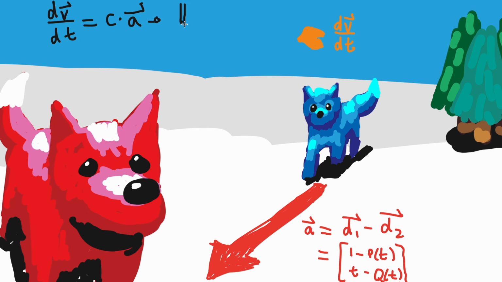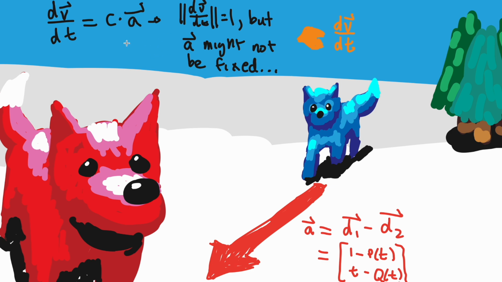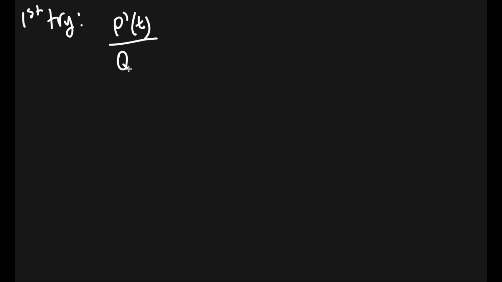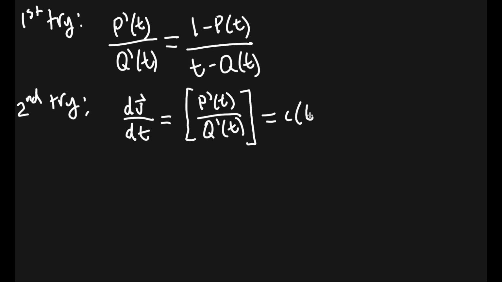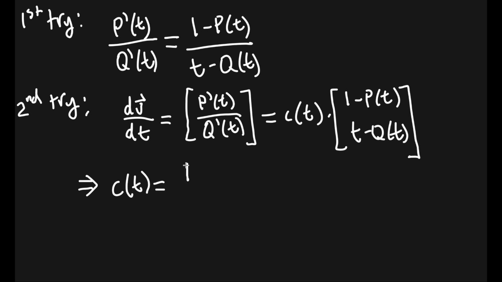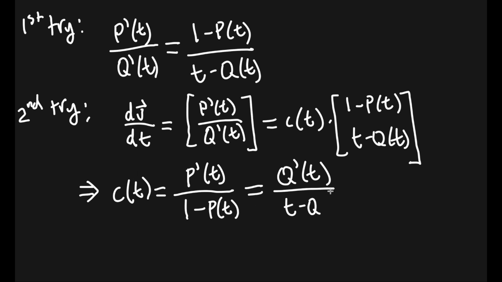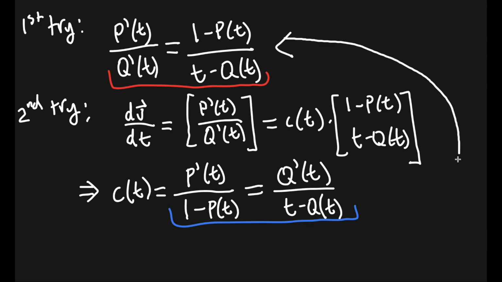As a matter of fact, this should intuitively make sense. The velocity vector always has a magnitude of 1, but the positional difference vector should experience change over time. In other words, c is a function of time, c of t. In correcting this error, however, I realized that this is essentially the very first attempt. C of t can be eliminated by algebraic manipulation, and the result is the same differential equation that I had tried to avoid.